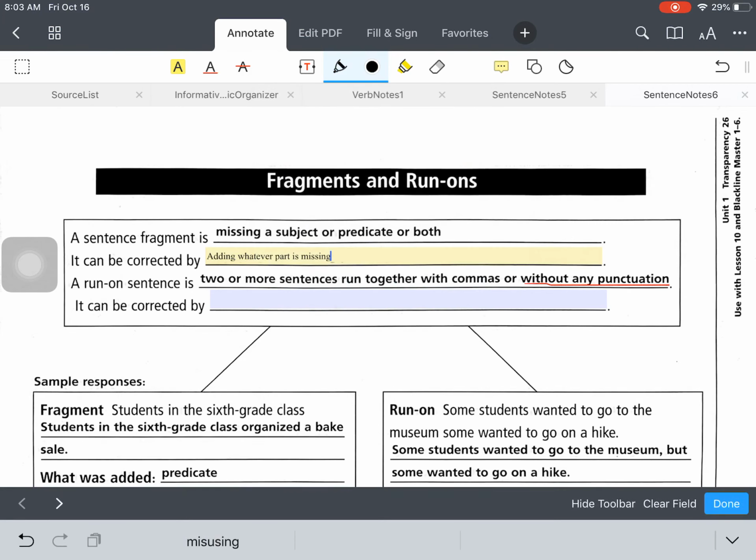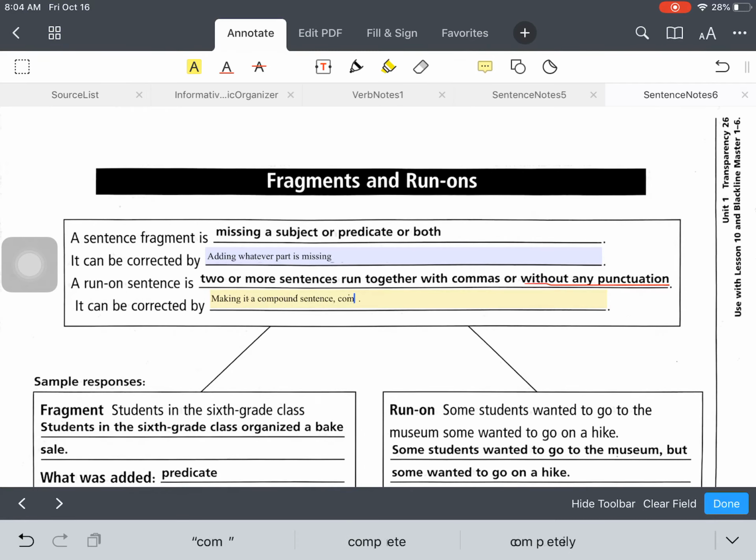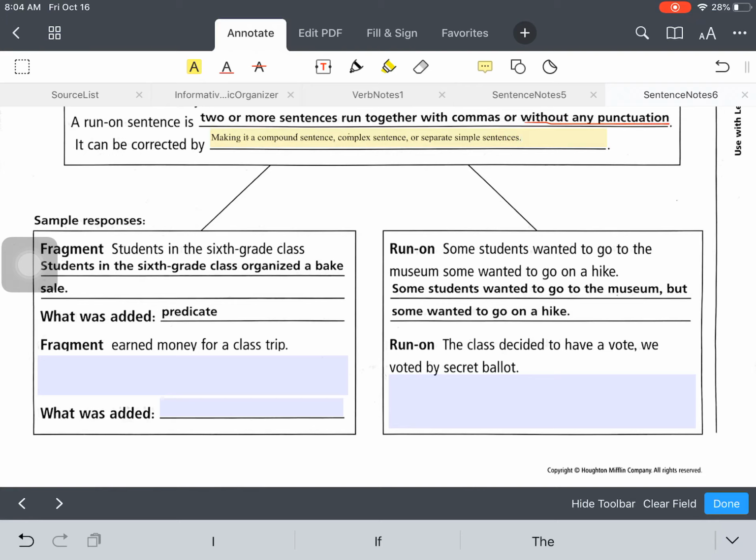So keep that in mind. So a run-on sentence can be corrected in a couple different ways. They can be corrected by making it a compound sentence, complex sentence, or separate simple sentences. Okay, so whatever you have going on, it's up to you to decide what you would like to do, what would sound the best within your writing. So we're going to go down and look at some examples.